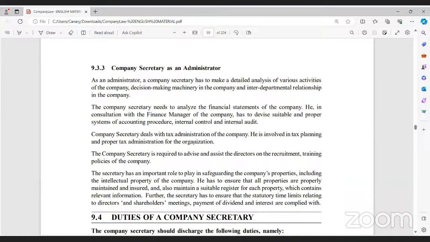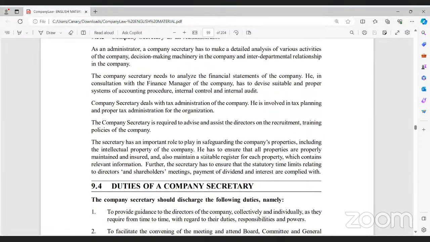Imagine, right? So he is the one who brings the coordination between all the departments and the people in administering and performing, in the achievement of the objectives of the organization.